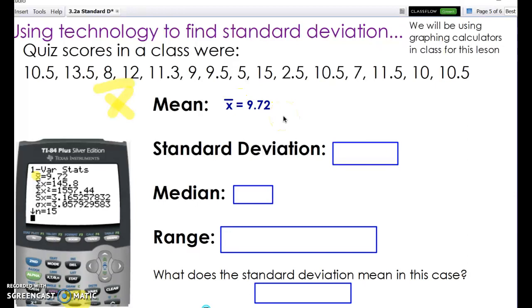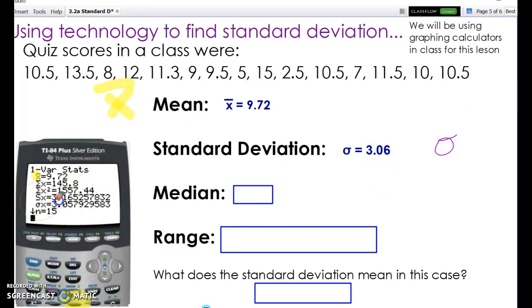Pretty simple, right? All we have to do is read the calculator. For our standard deviation, remember that's our special little O with a curly Q. When we're looking at our calculator, it actually is right down here. It's that sigma x. So our standard deviation is about 3.057. We're going to round that to the hundredths place, just like we did for our mean. So that would make the standard deviation equal 3.06.